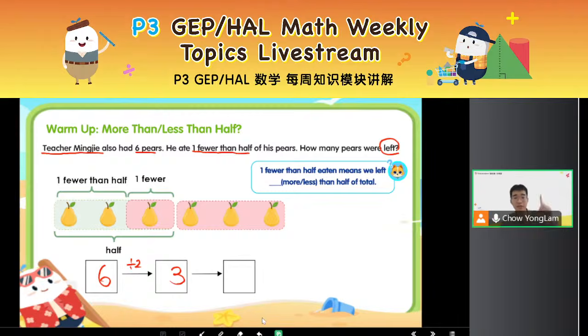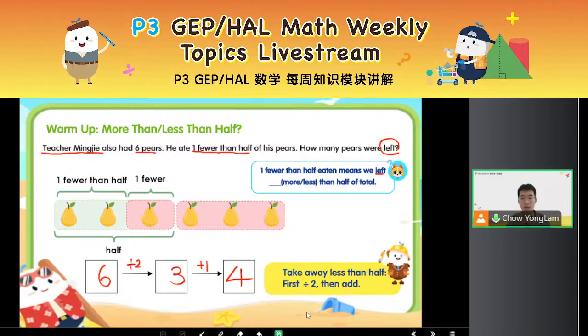So now, if I eat 1 fewer than half, are we left with more or less than the total? I was supposed to take half, then I decide, okay, I'm going to put back 1. Do I have more leftover or less leftover? I will have more left over. Remember, we always think about the number that is left over. So there's one more left over, so we plus 1. And 3 plus 1 is equal to 4. Now you see, just nice, I have 4 pairs left over. So moral of the story, if you see taking away less than half, you take half first, then you add back to the remaining.